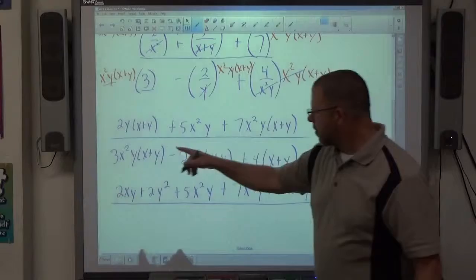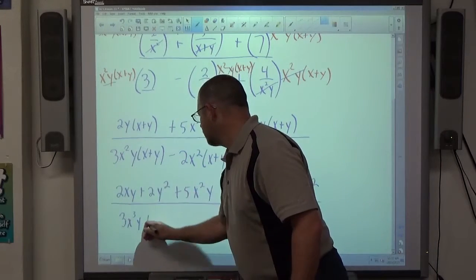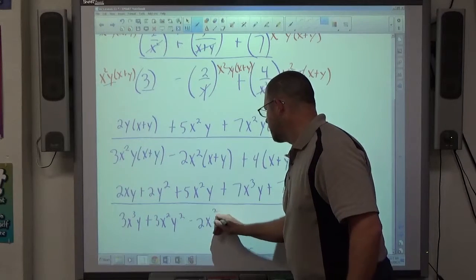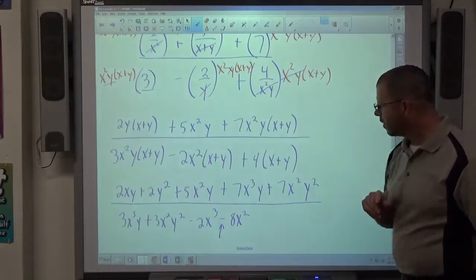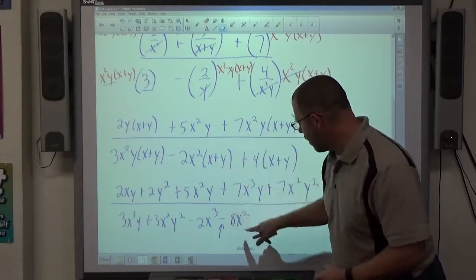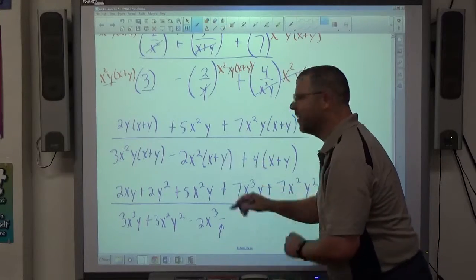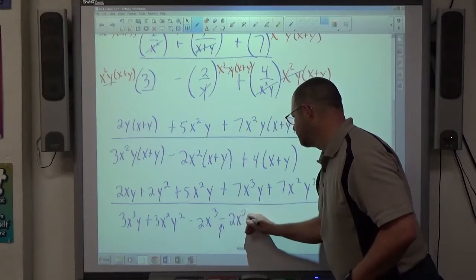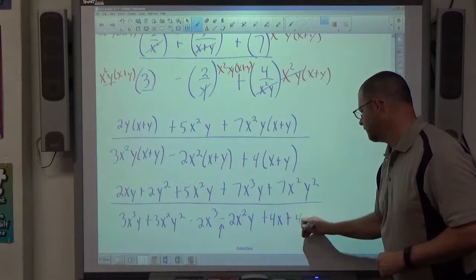The bottom, we get 3x cubed y plus 3x squared y squared minus 2x cubed minus 8x squared. And again, be careful, that's a minus because that negative is distributing with the 2. Why is it 8? 2 times 4. Oh, is that a y? Sorry. My y looked like a 4. It's because I had bad handwriting. Fix that. This is a y. All right. So negative 2x squared times y makes negative 2x squared y. There we go. And then we get plus 4x and plus 4y.